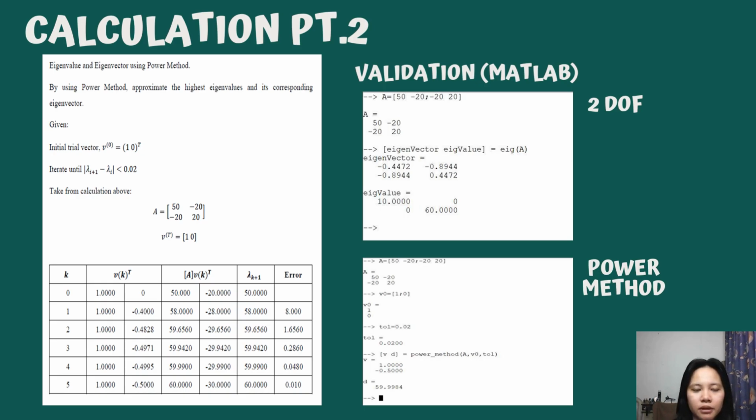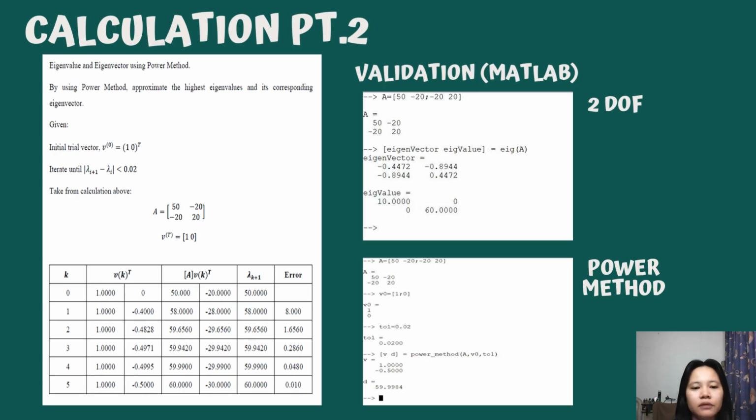By using this table, first put in all the known values, which is the initial trial vector 1, 0, then multiply matrix A by matrix V using a calculator to get the value.